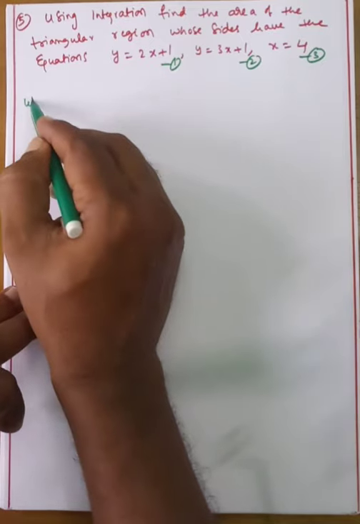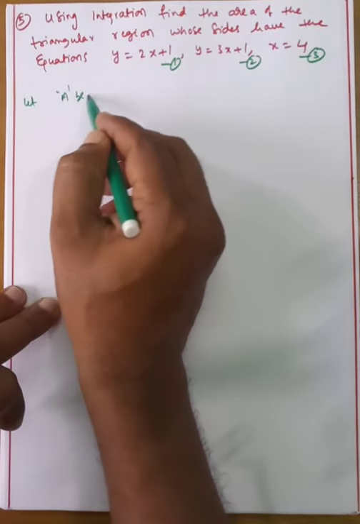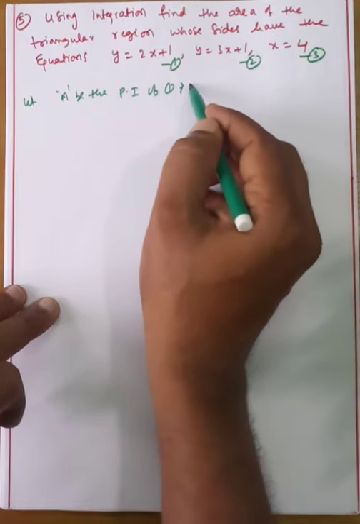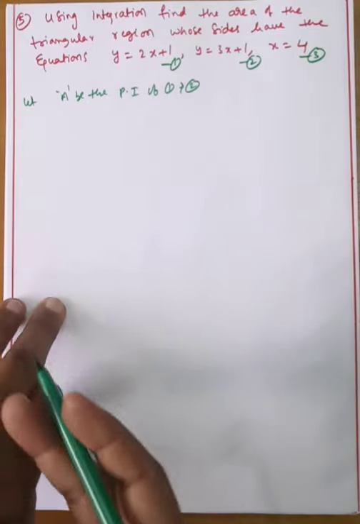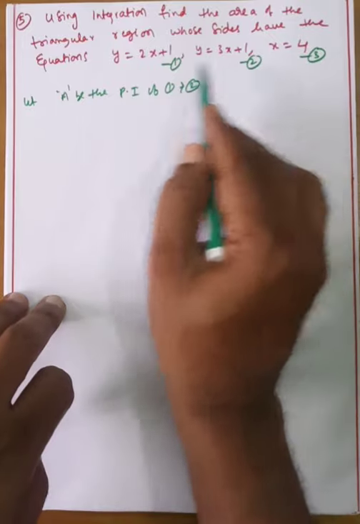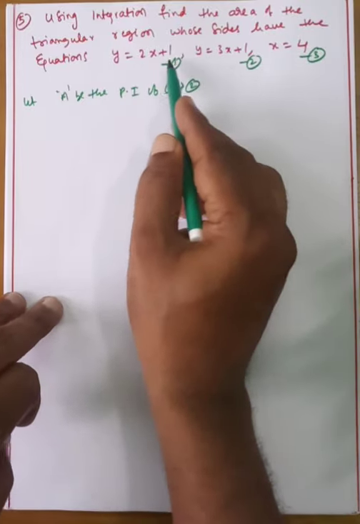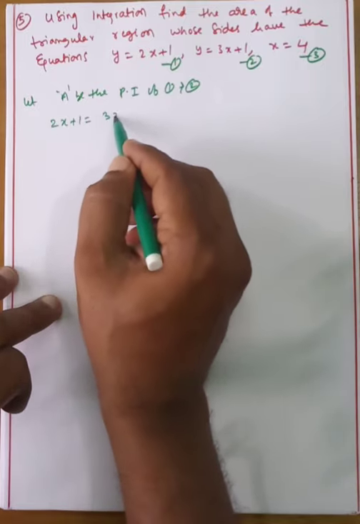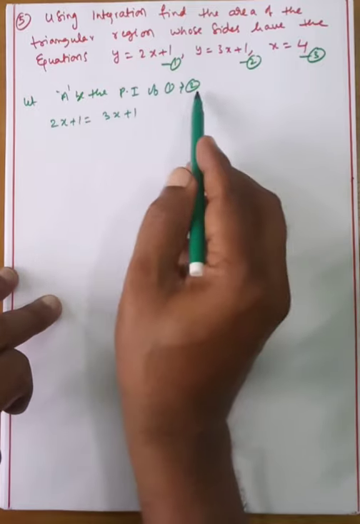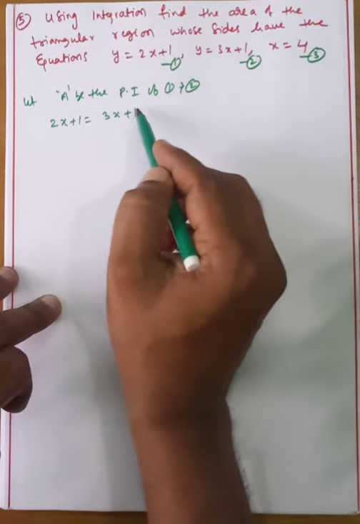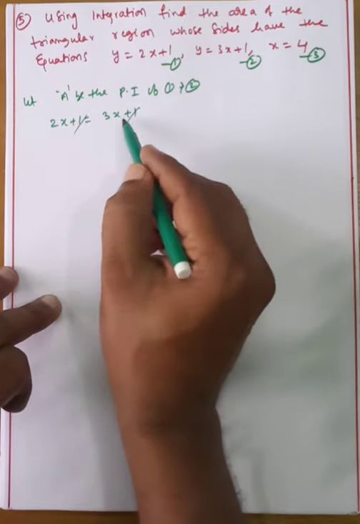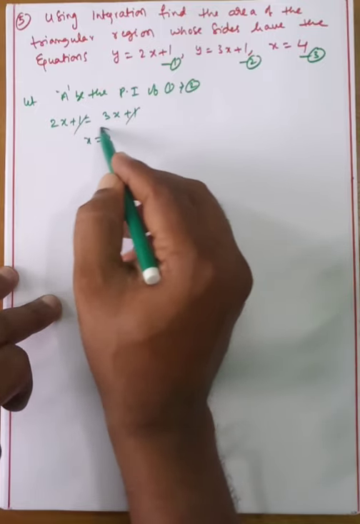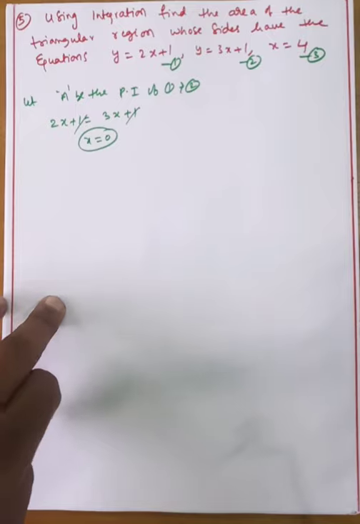Let A be the point of intersection of 1 and 2. How to find it? Any one method, the cross multiplication method, or here in 1 and 2, observe that y on the LHS is equal, so you take the RHS: 2x plus 1 is equal to 3x plus 1. Okay, from 1 and 2 observe that y is there. Here 1 cancels, 2x is equal to 3x. Okay, now that means x is equal to 0, 100%. 3x minus 2x is equal to 0, x is equal to 0.